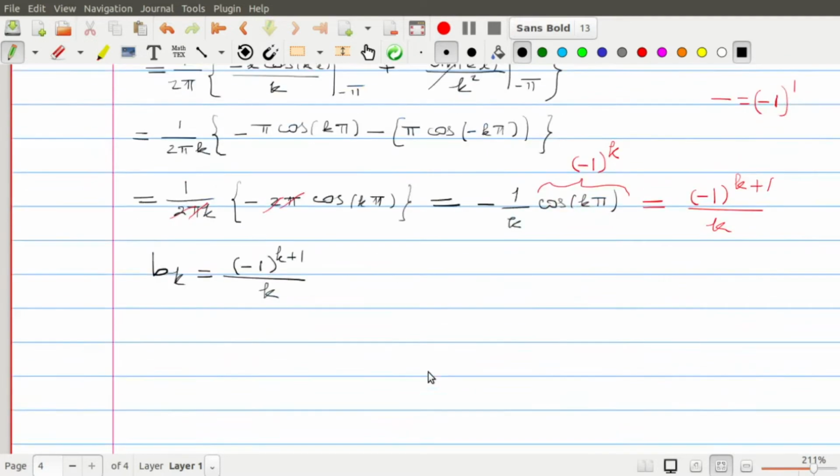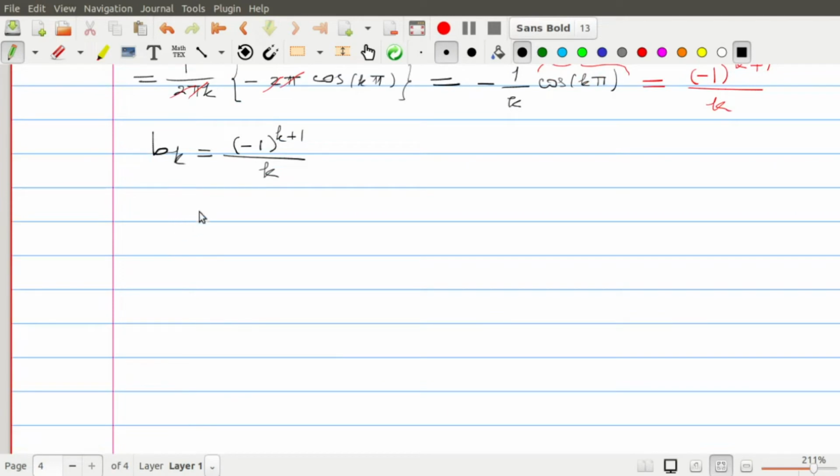So we can write finally that bk is equal to negative 1 to the k plus 1 by k. Now substituting back into the expression of our Fourier series, what will it be equal to? A 0 is 0, so all that part will cancel out. So now k will run from 1 to infinity. Bk sine, so bk will be negative 1 to the k plus 1 by k, sine kx.